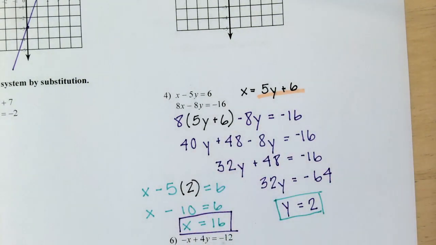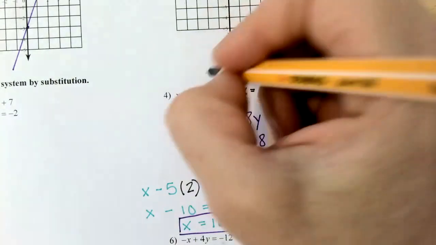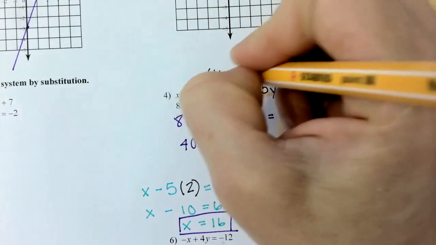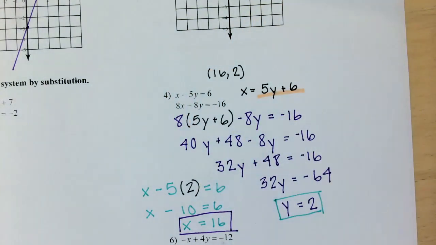So we're going to assume the point 16, 2 is the solution to the system. When x is equal to 16, y is equal to 2, so let's just check that.